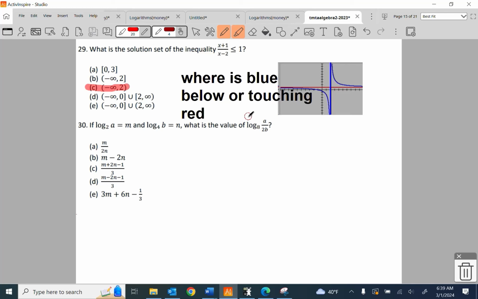All right, if log base 2 of A equals M and log base 4 of B equals N, what is the value of log base 8 of A over twice B? Well, isn't that interesting? Ain't that interesting?